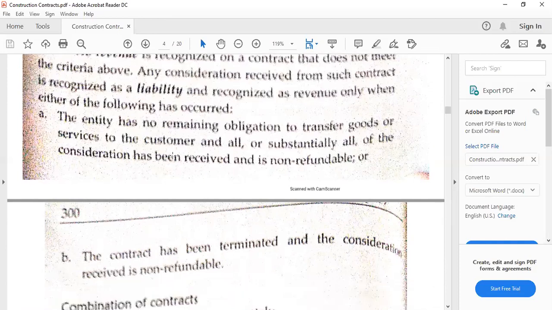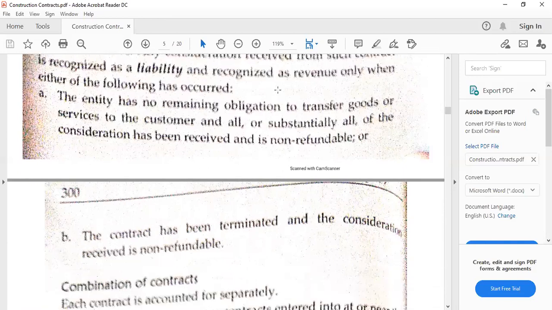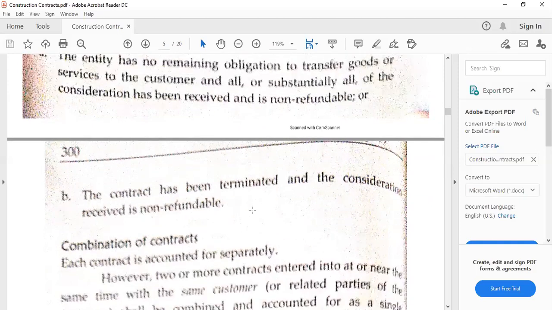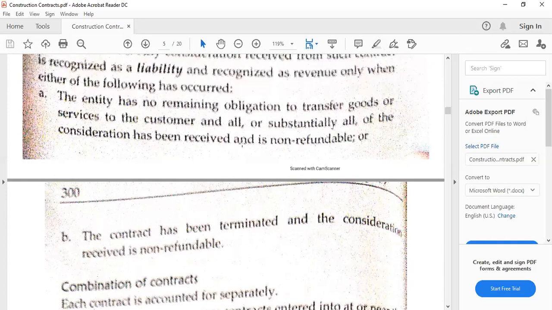All right. So when do we transfer the liability to revenue? If there are no remaining obligations, could be all or substantially all, meaning a significant portion, and then the contract has been terminated or ended, and the consideration received is non-refundable on the part of the seller.